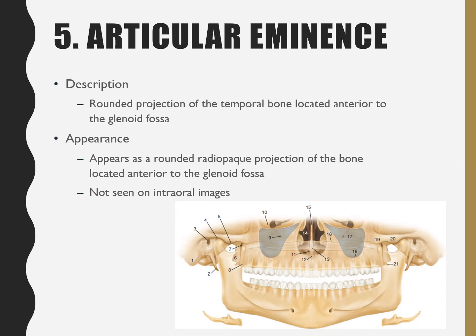It's number 5, and it is a rounded projection of the temporal bone located anterior to the glenoid fossa. So there's the glenoid fossa, number 4, and then at the very front is the articular eminence. It appears as a rounded radiopaque projection of the bone located anterior to the glenoid fossa. You don't see this one on intraoral radiographs.